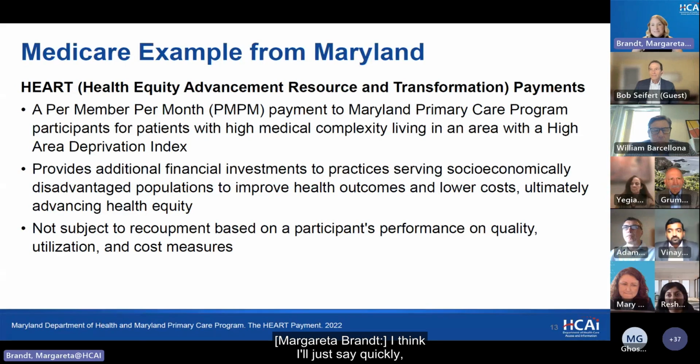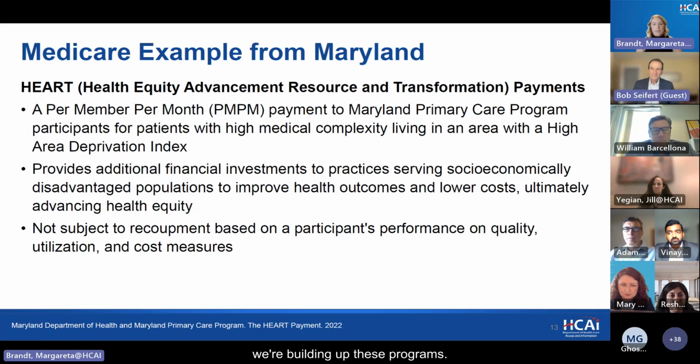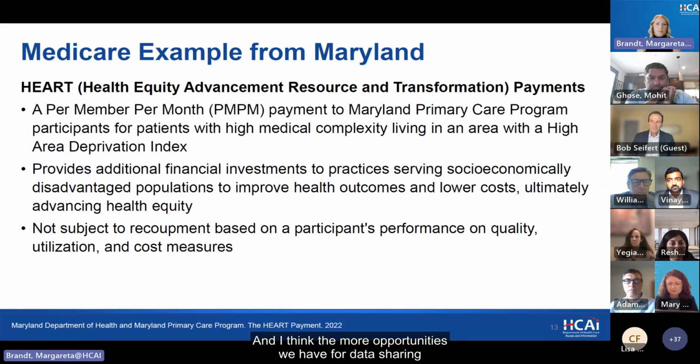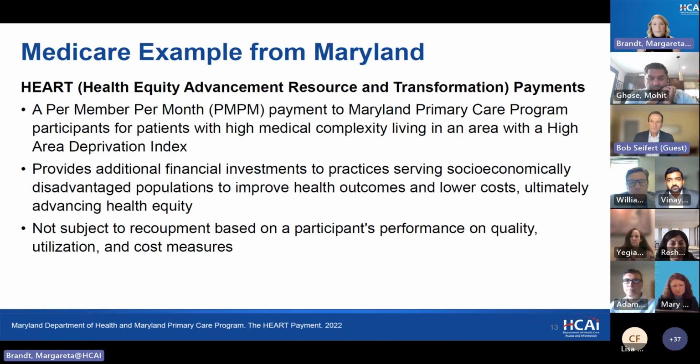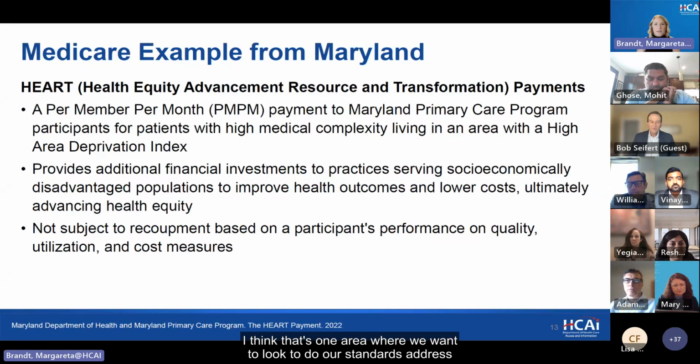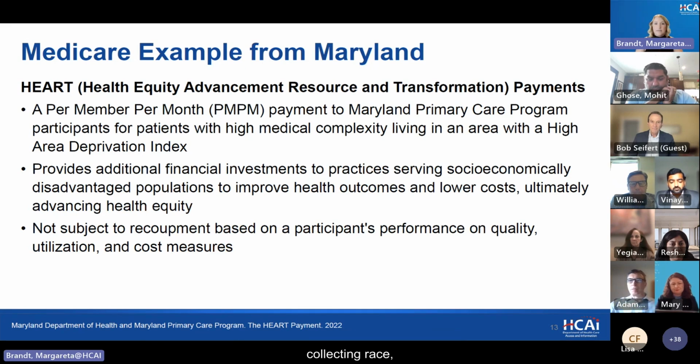I think that's an issue that we'll all be working on collectively as we're building up these programs. And I think the more opportunities we have for data sharing is helpful. For our purpose at OHCA, in terms of the alternative payment model standards, that's one area where we want to look at: do our standards address collecting race, ethnicity, or demographic data broadly, in order to support a greater effort around analyzing data for health disparities, et cetera.